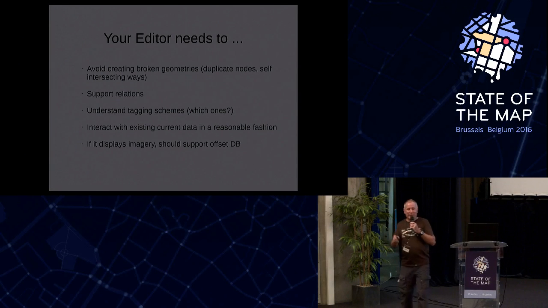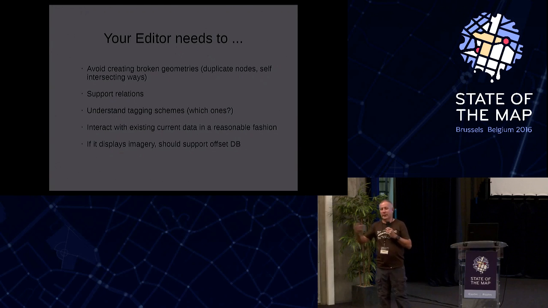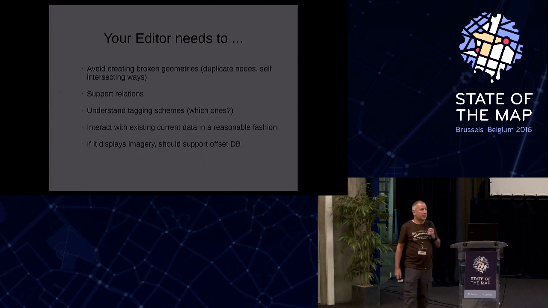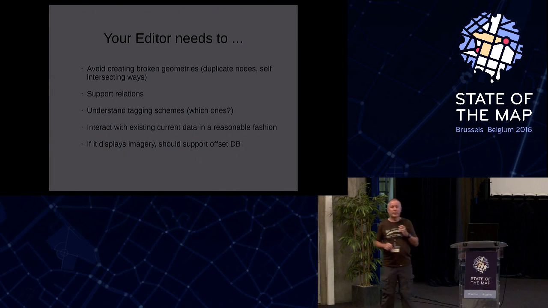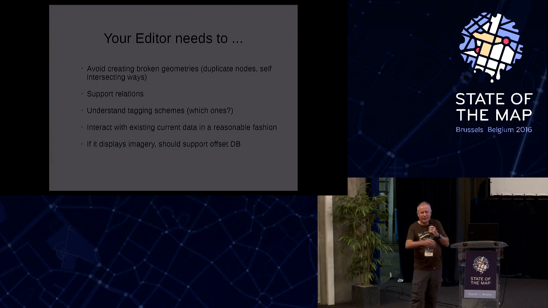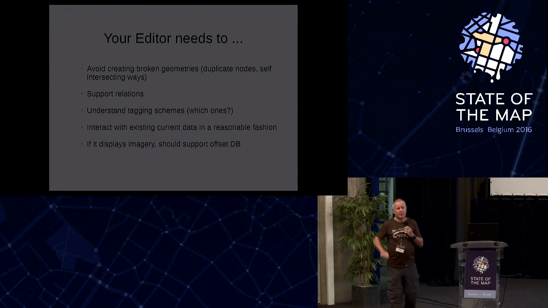So the thing that actually stops you from doing this stuff, or should stop you, is your editor, the tool that you use to add data to OSM. It should avoid breaking geometry. It should avoid creating these dupe nodes. It should support relations. This is something which I think we've got to the point now where all the more common editors actually support relations, but it wasn't the case way back. It has to understand tagging schemes. The questions are, which ones? And what does that mean, understand tagging schemes? We're just editing geometry and adding tags. It should interact with existing current data in a reasonable form.